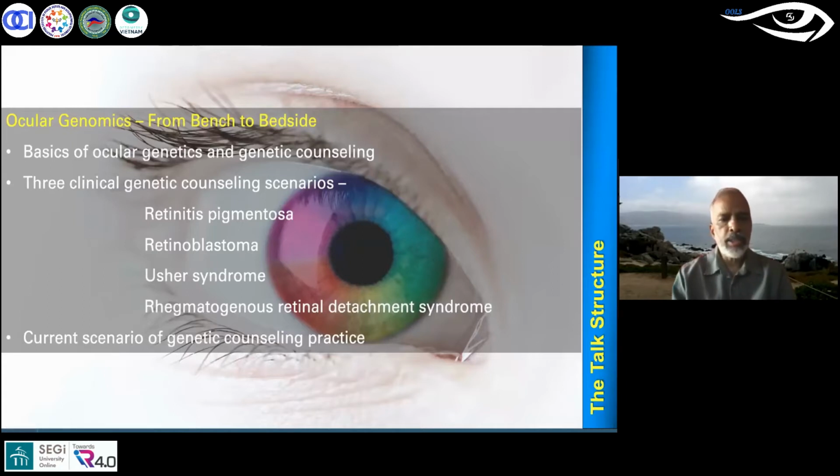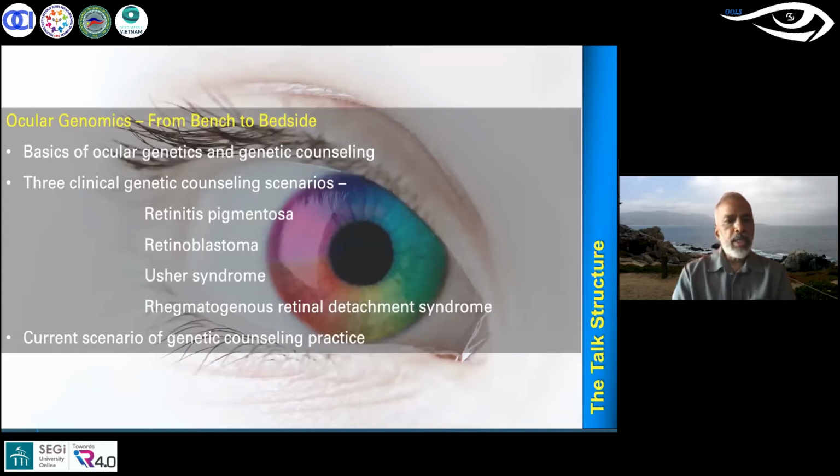So I have structured my talk as you can see on the screen. From the basics of ocular genetics and genetic counseling, so how we do it, onwards, I'll also be talking about how we are handling patients. These are recent patients, most of them, and therefore you'll be able to understand as an optometrist how you can handle them tomorrow, or how you can guide and direct them over to the right expert so that all the help is provided to the patient and the family.